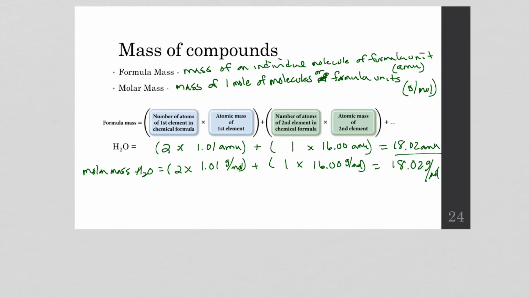Just like there is the same relationship between the atomic mass of an element and its molar mass, they're the same numerically, but with different units. The same thing works for compounds. The formula mass and the molar mass are numerically the same, but in different units. The molar mass being in grams per mole, the formula mass being in AMUs. So we can apply all these same ideas to compounds as well as elements.